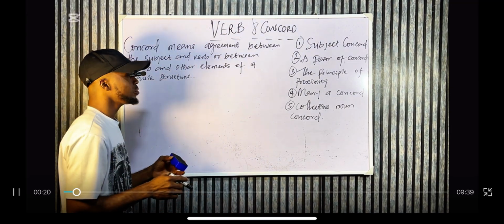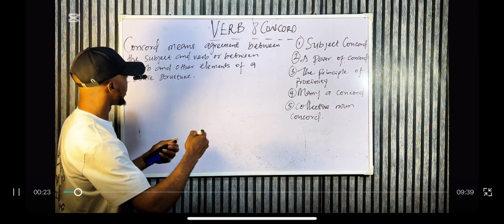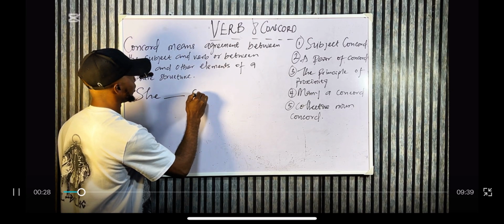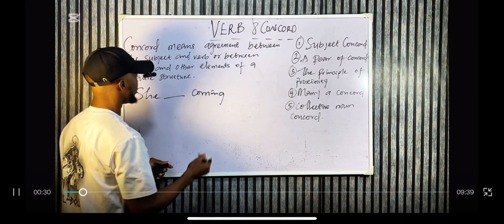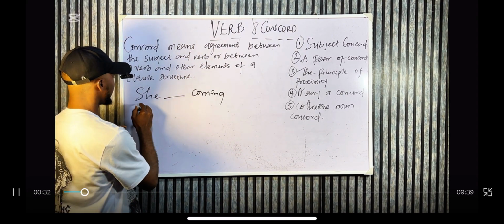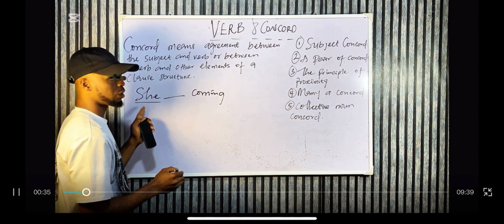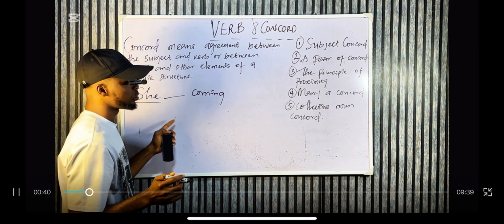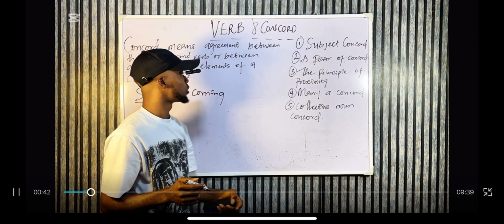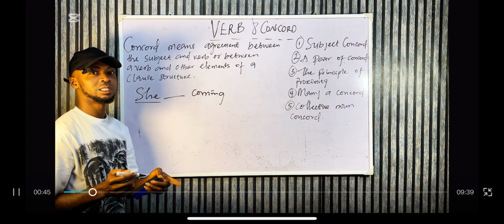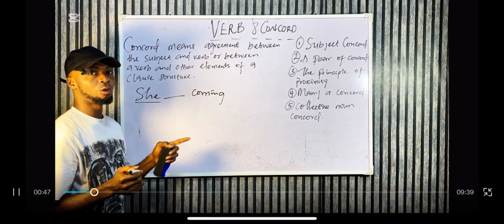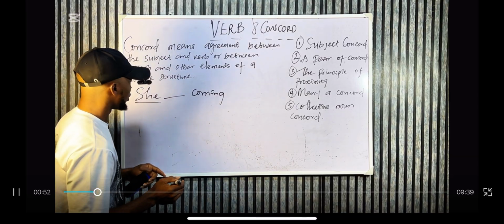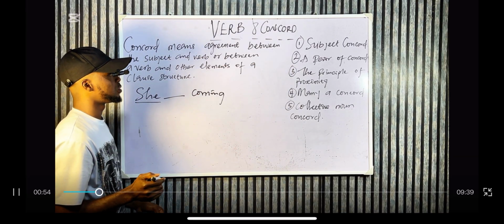For instance, when you talk about "she coming", our subject here is a singular noun, she. According to the law of verb and concord, because we are starting with subject and verb concord, when the subject is singular, the verb that will come must be a singular verb. We are going to be having maybe 2 or 3 examples.